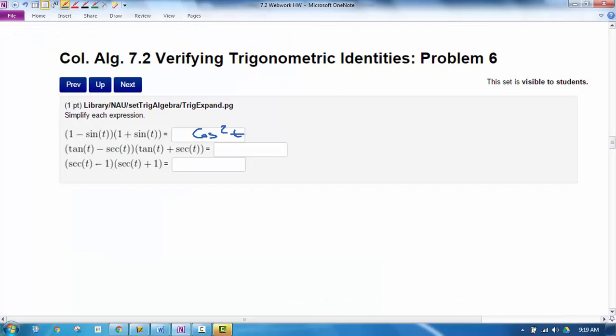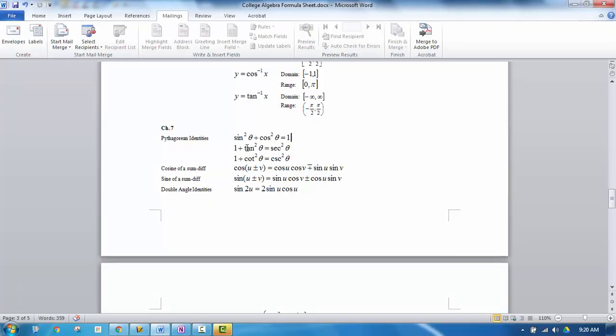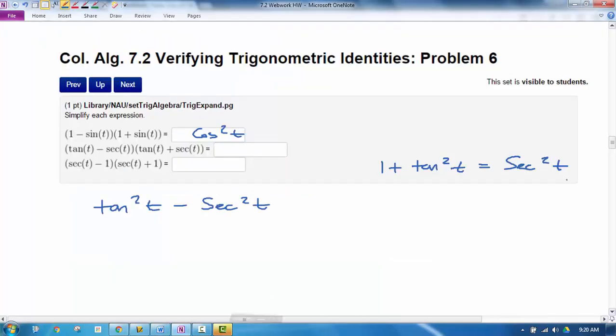Alright, the next one I'm going to FOIL this as well, and I'm going to end up with tangent squared of t minus secant squared of t, because the middle terms will cancel. And now if we compare that to this formula right here, let me just write this down. So here's the Pythagorean relation from our formula sheet. If we want to get it to look like this, we can just subtract secant squared from both sides. So we'd have tangent squared of t minus secant squared of t. And then we can also move the 1 to the other side as -1. So what you can see is this equals -1.